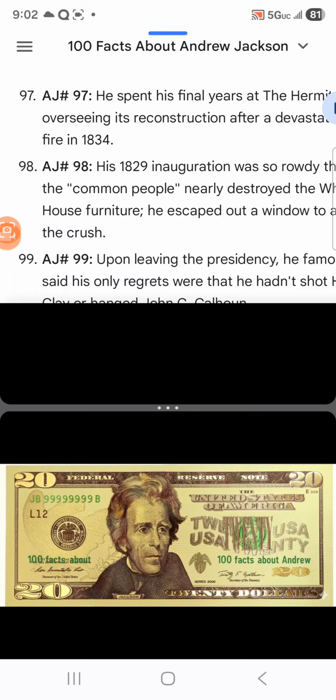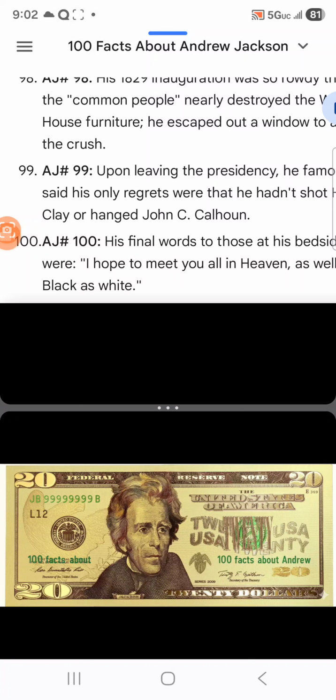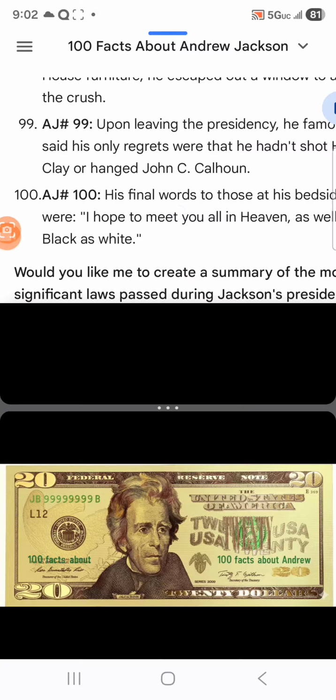98. AJ number 98. His 1829 inauguration was so rowdy that the common people nearly destroyed the White House furniture. He escaped out a window to avoid the crush. 99. AJ number 99. That would be a crazy scene for a biography or movie to show. Upon leaving the presidency, he famously said his only regrets were that he hadn't shot Henry Clay or hanged John C. Calhoun.